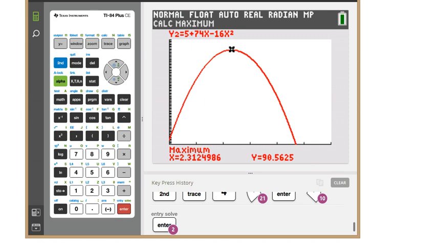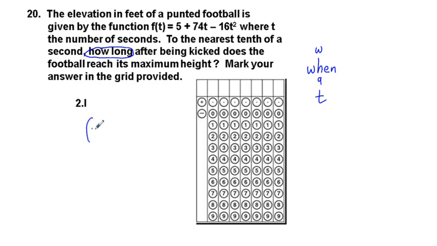So we're going to put 2.31, comma, 90.56. And it says to the nearest tenth. So we would call this 2.3, comma, 90.6 in tenths. Which one is our correct answer? Okay, when? It's this thing, the time.